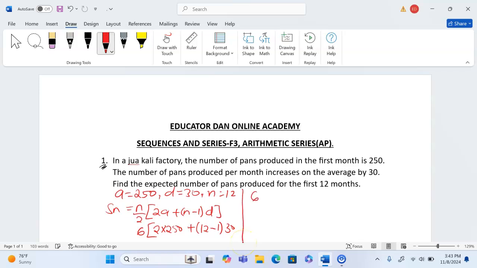We proceed, we are going to have 6 multiplied by 2 times 250 gives us 500 plus 12 minus 1 is 11. 11 times 30 gives us 330. We are going to have 6 multiplied by the sum of the 2, which is 830. And when you take 6 times 830, you get a figure equivalent to 4,980 pounds. We move to the second question.